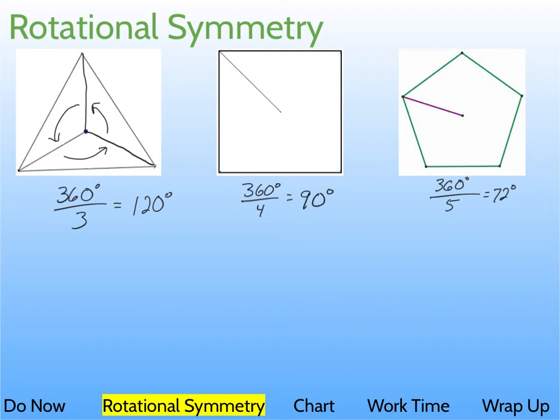And of course, the one caveat with all this is that these are regular shapes. So all the sides and all the angles are the same. An equilateral triangle, a square, and a regular pentagon. Like this would not be the case. This 90-degree thing would not work out if this were a rectangle instead of a square.